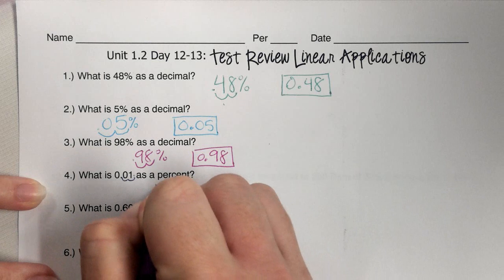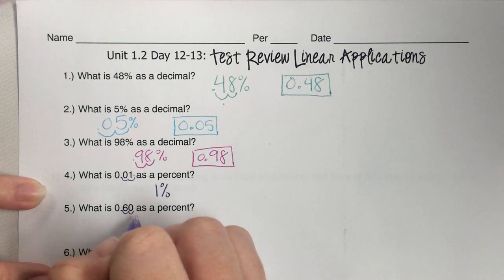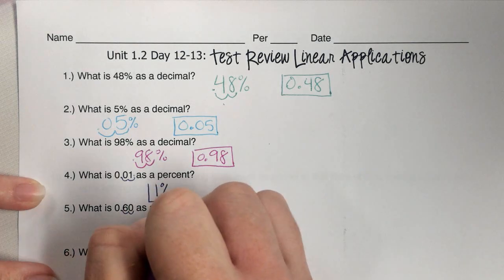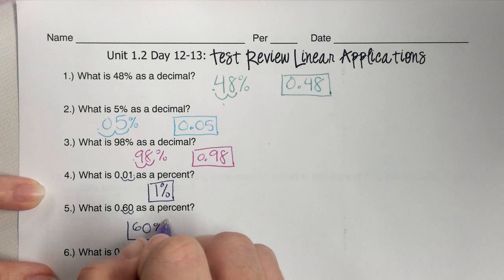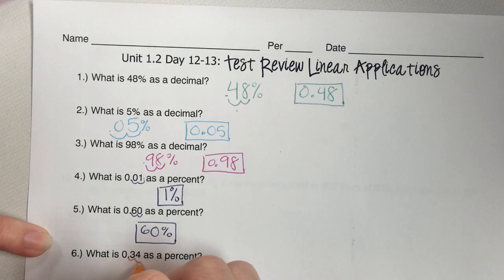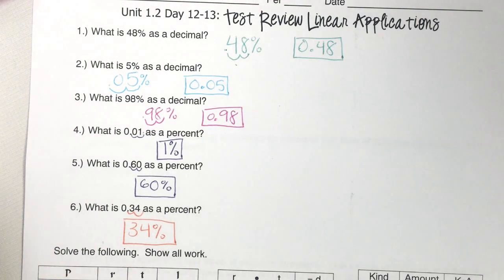So this becomes 1%. 1, 2. This becomes 60%. And then 1, 2, this becomes 34%.